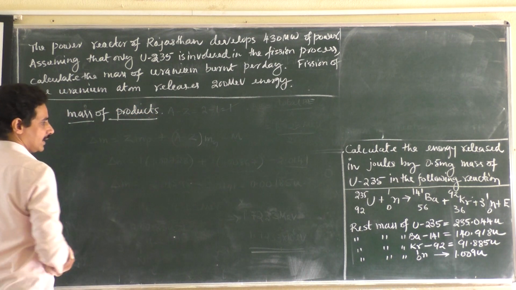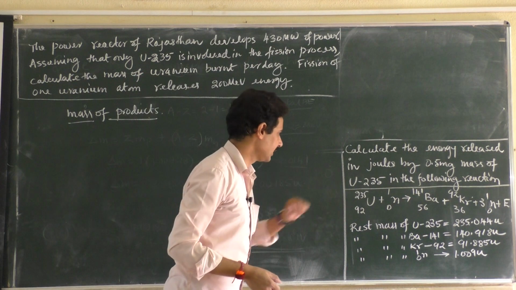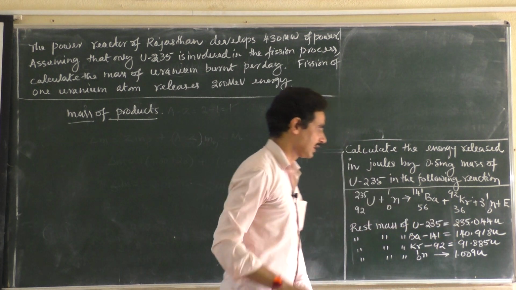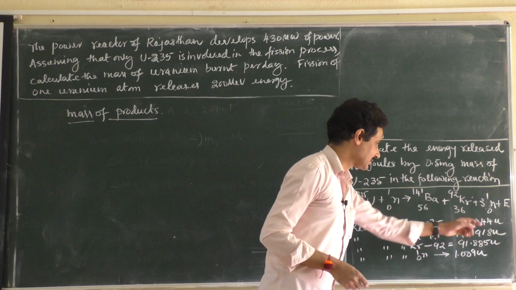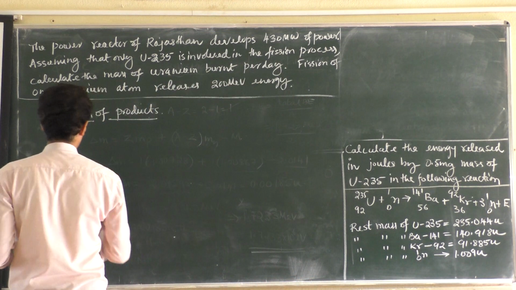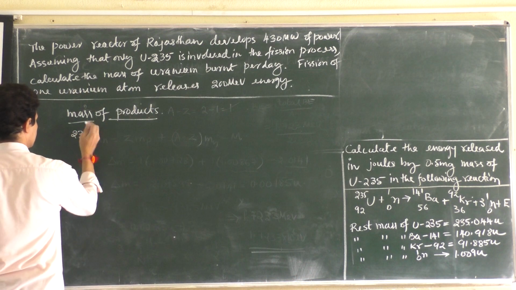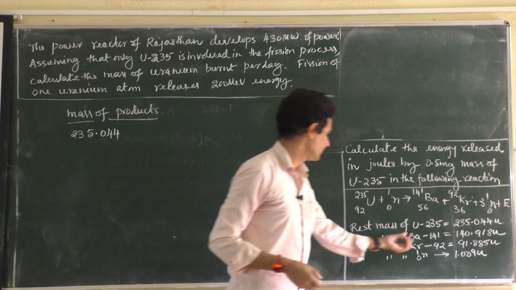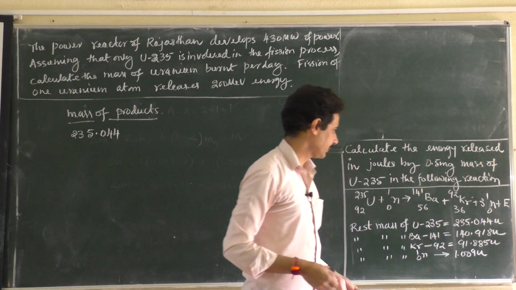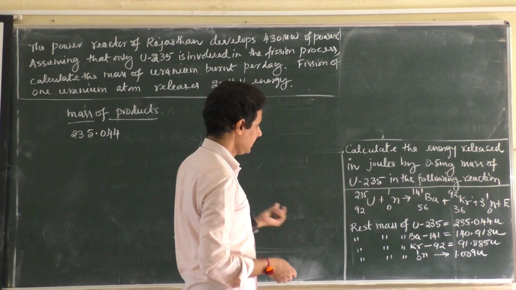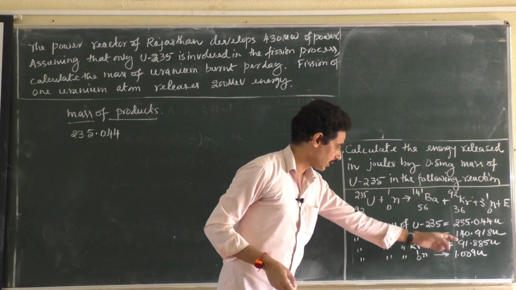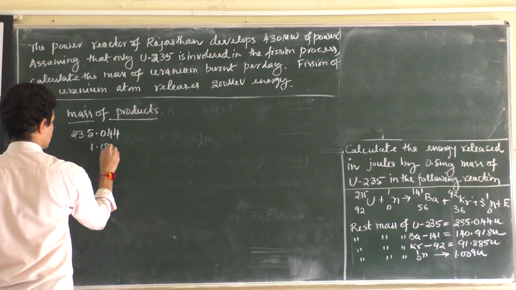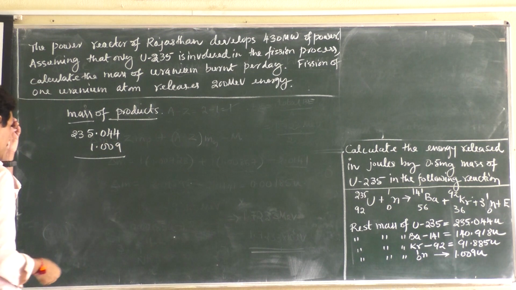What are the masses of products? Yes, one uranium-235. What is the mass of uranium-235? Its rest mass, when it is at rest with respect to a certain frame of reference, is 235.044. Then one neutron mass, 1.009 U. So what is the mass of products?